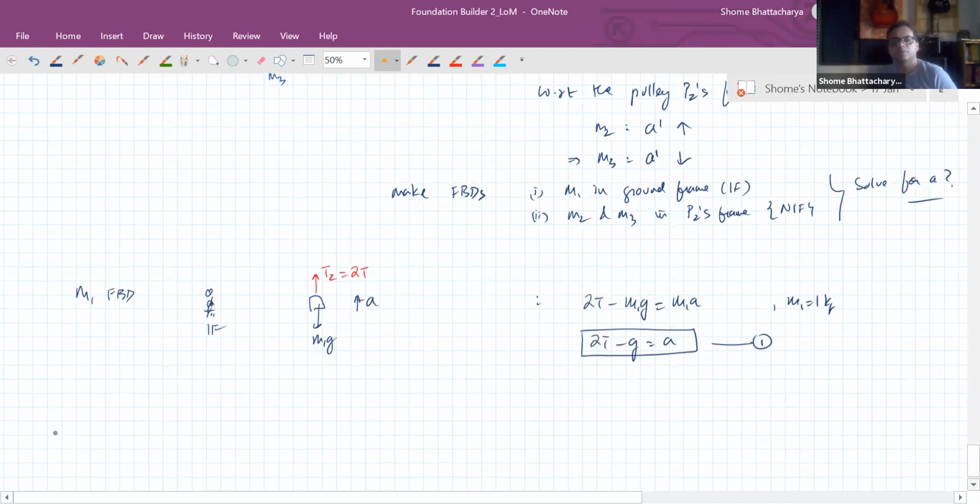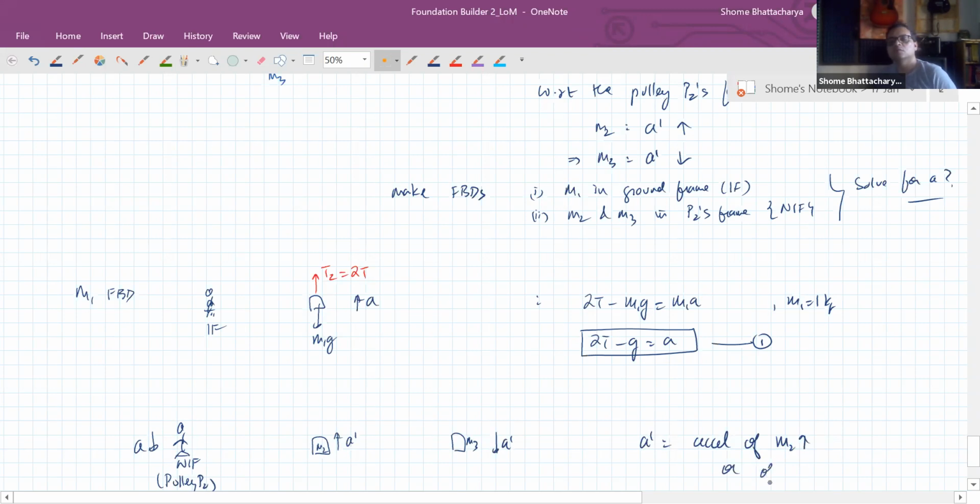Now you make M2 and M3's FBD in the non-inertial frame of the pulley P2. So that one is coming down with this acceleration E. So with respect to that pulley, M2 is going up with A prime and M3 is coming down with A prime. So A prime is the acceleration of M2 upwards or of M3 downwards with respect to the pulley P2.